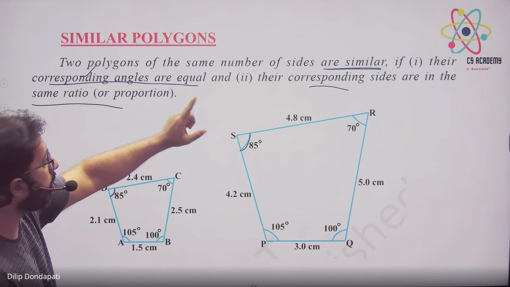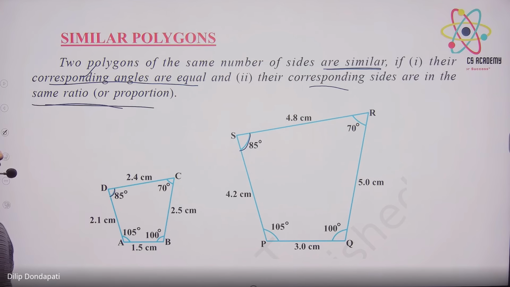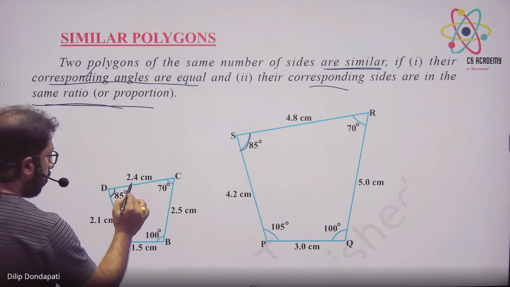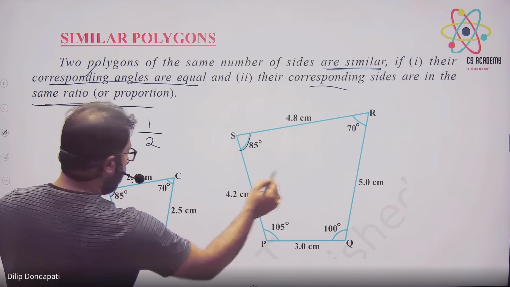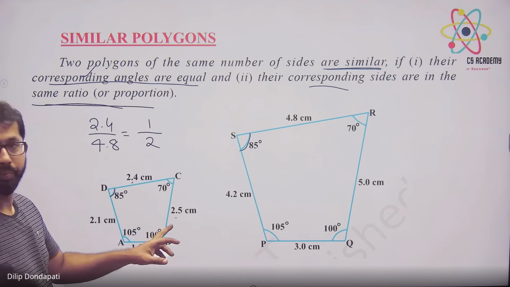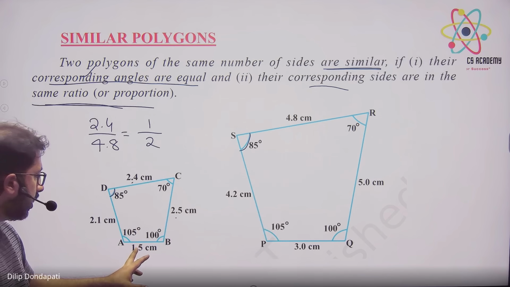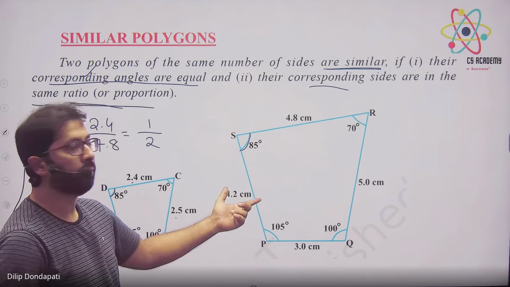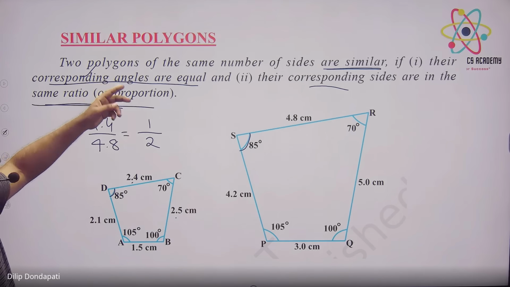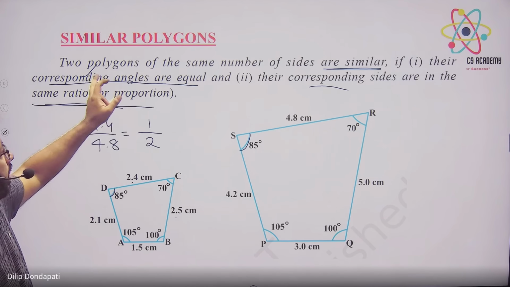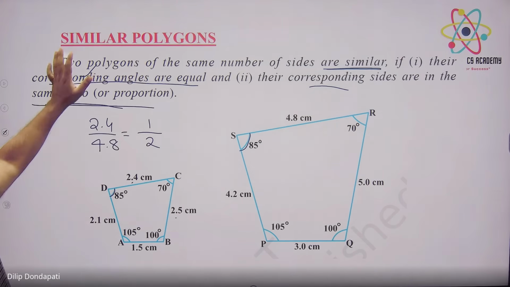Next, their corresponding sides are in the same proportion. मतलब क्या है? देखो 2.4 by 4.8 is how much? 1 by 2. Similarly, 2.5 by 5 is how much? 1 by 2. Corresponding sides check करने का. 1.5 by 3 is 1 by 2 and 2.1 by 4.2 is 1 by 2. So since all sides are in equal proportion, and the corresponding angles are equal, they are said to be similar. Both conditions satisfy होने का.